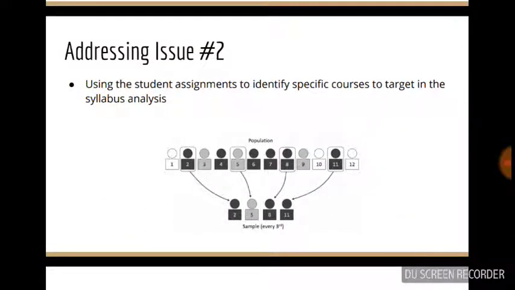But one way I can avoid this would be to first look at the writing samples that I have, and then identify a subset of that and locate the syllabi just from those classes. That way I'm working with the same population with both the syllabi and with the work samples.